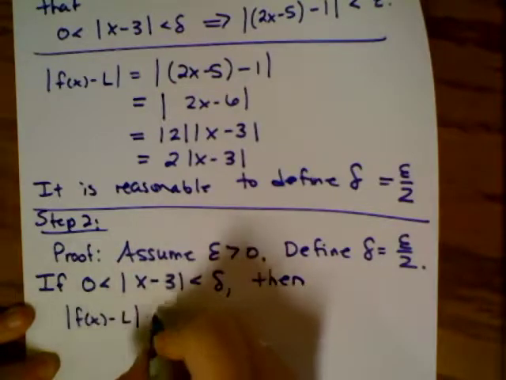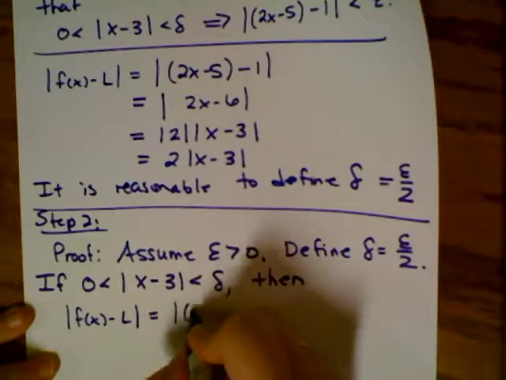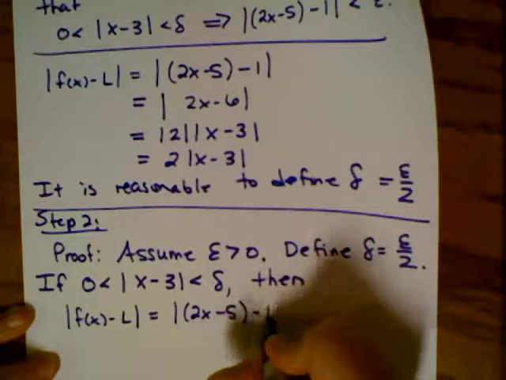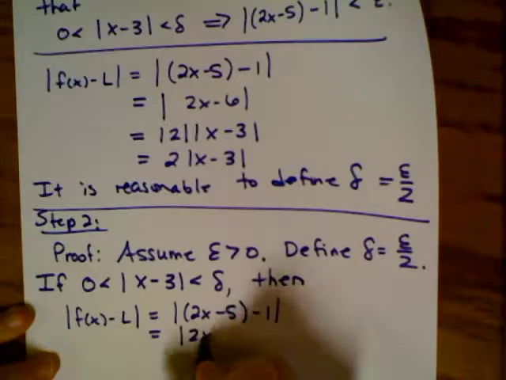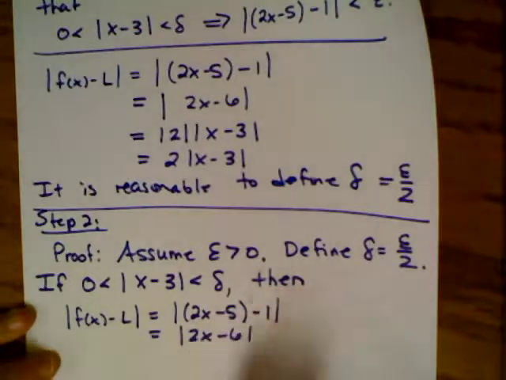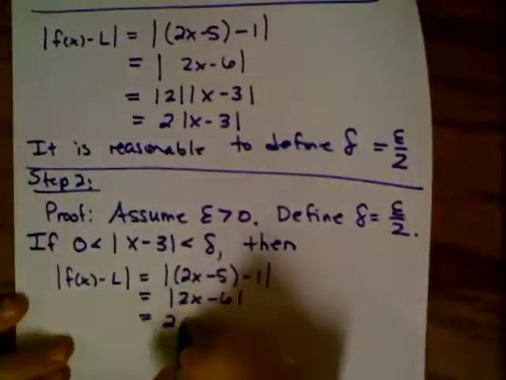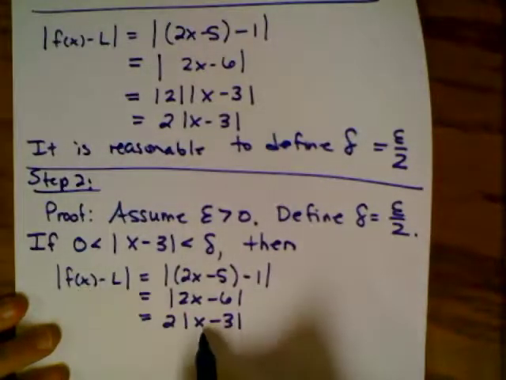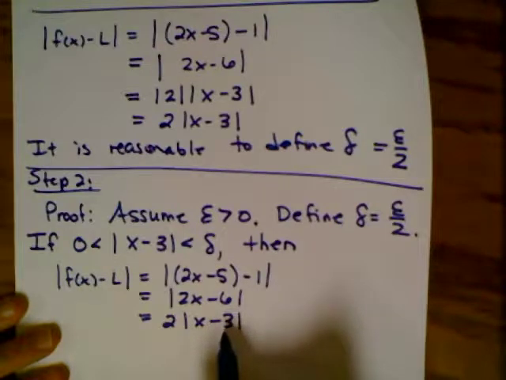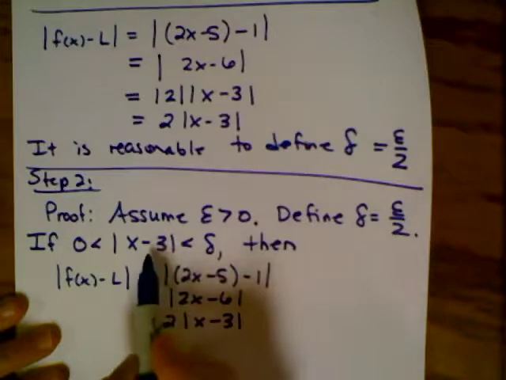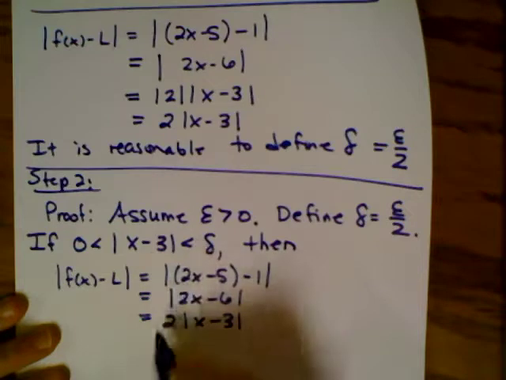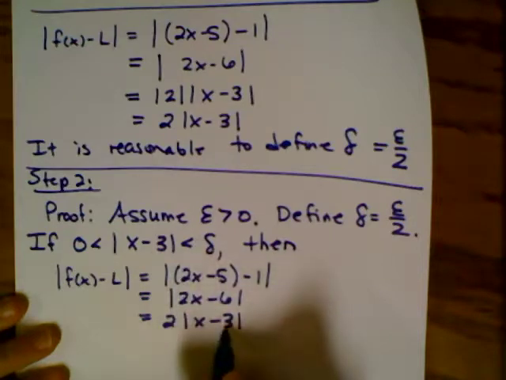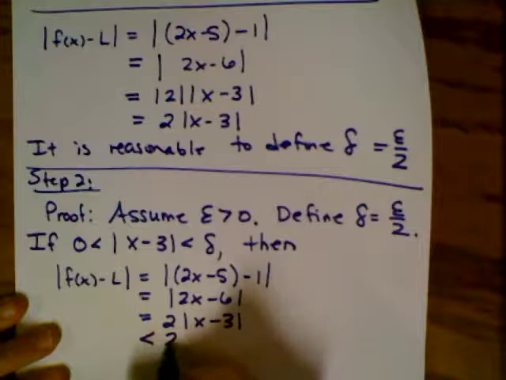We can look at the difference, f of x minus L, and we know what that is. That's 2x minus 5 minus 1, which simplifies to 2x minus 6. We've already seen that we can factor out the 2, and so the difference f of x minus L can be written in terms of the difference x minus a. Now we look back. We've already assumed the difference x minus 3 is less than delta. So that implies 2 times the absolute value of x minus 3 is less than 2 times delta.